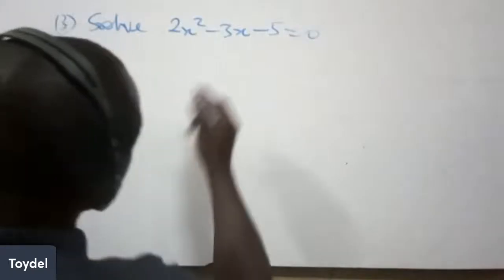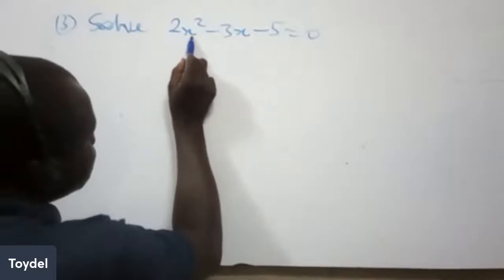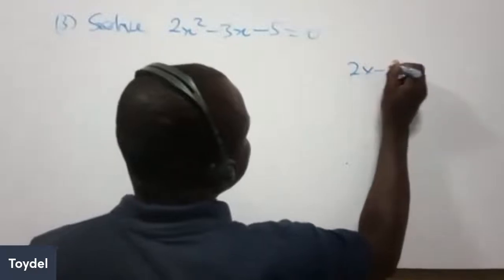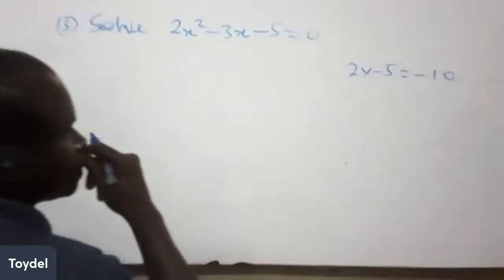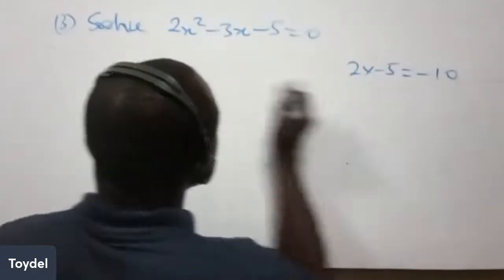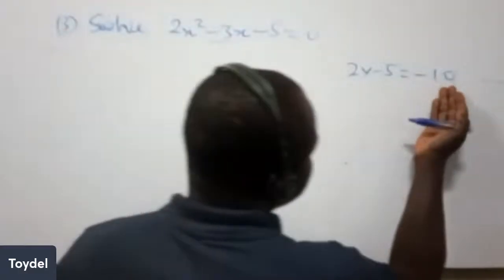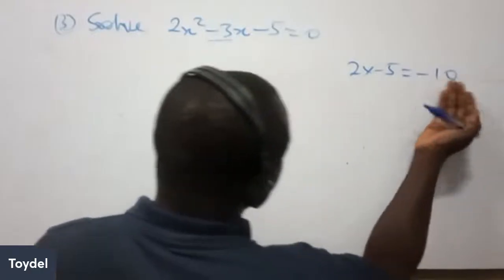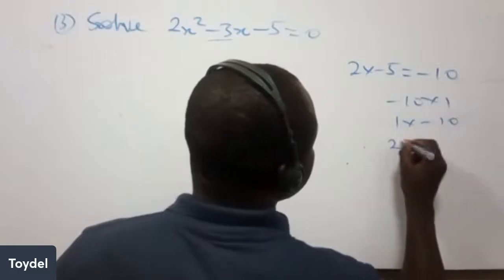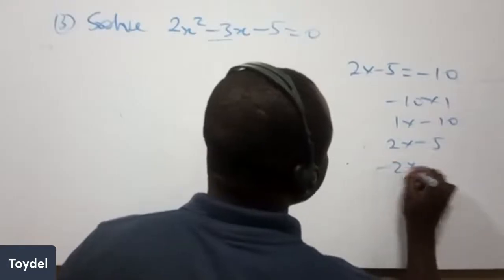How do I know? If you want to apply the factorization method here, this is what you do. Take the coefficient of x squared, use it to multiply the constant, the one that doesn't have x. That is, 2 multiplied by minus 5, that will be minus 10. Now you look for the 2 factors of this minus 10 that will give us minus 3, which represents the coefficient of x. Now, minus 10, what are the 2 factors that we can get? It can be minus 10 times 1, 1 times minus 10. We can have 2 times minus 5. We can have minus 2 times 5.